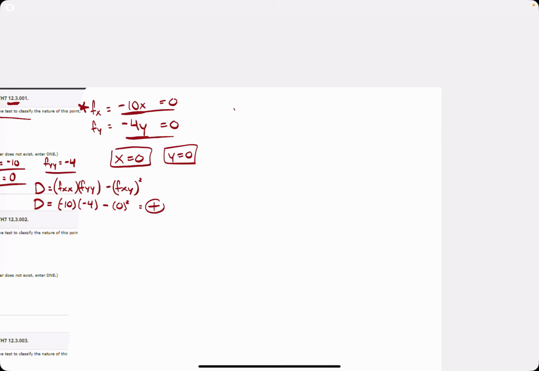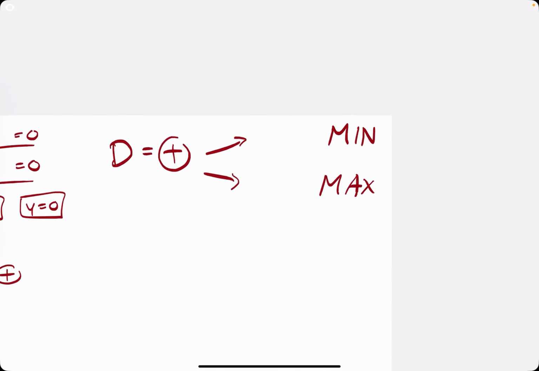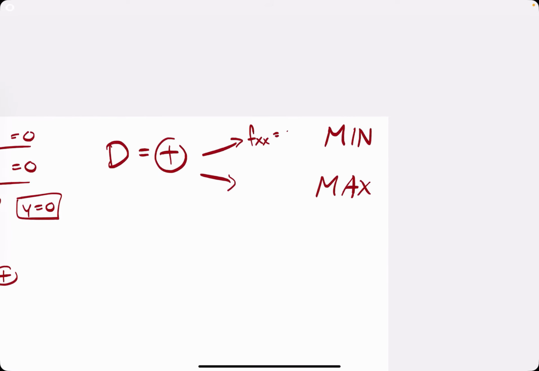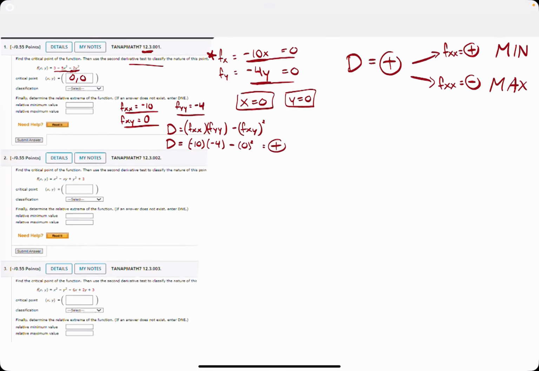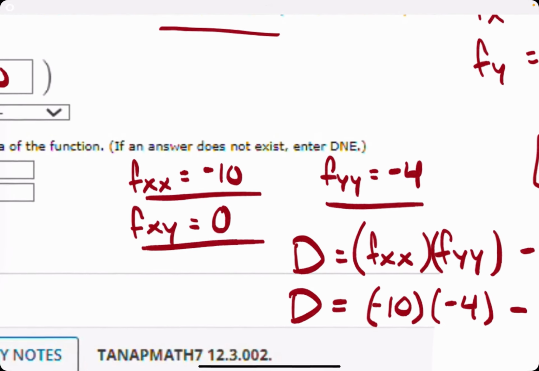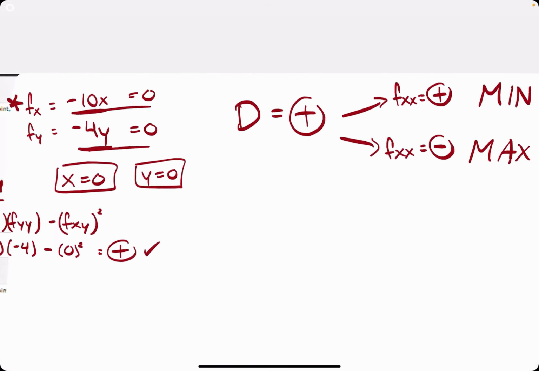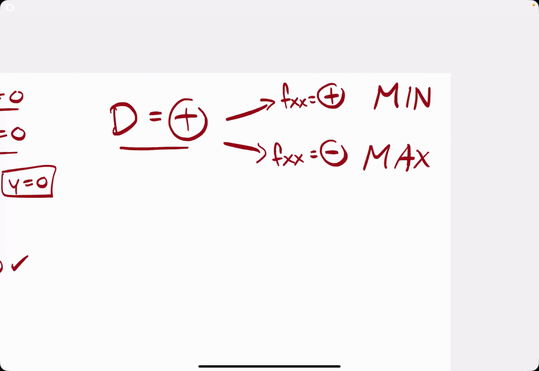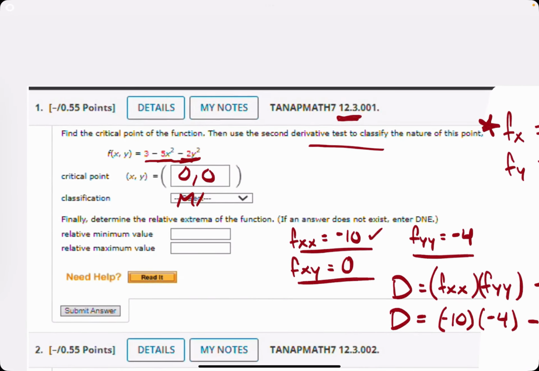So positive, the sign of d, is all we are concerned with. Now, when d is positive, let's talk criteria. If d is positive, you have two possibilities. You could either have a min or you could have a max. That's dependent on the fxx value also being positive or being negative. And so, in this case, since d was positive and since fxx was negative, then that means we should have a max, because d was positive and fxx was negative. So we should have a max at 0, 0.